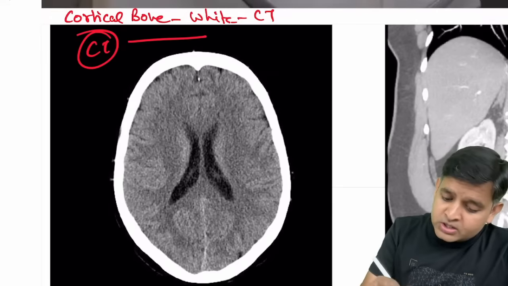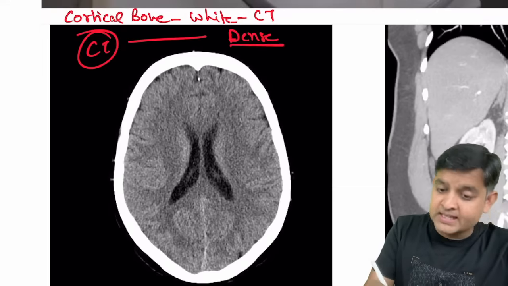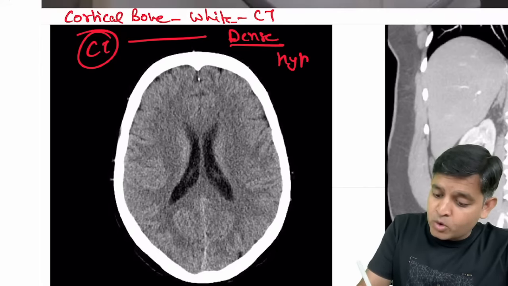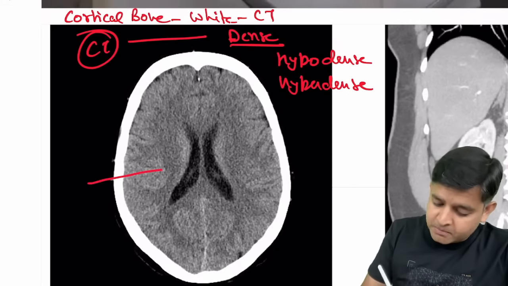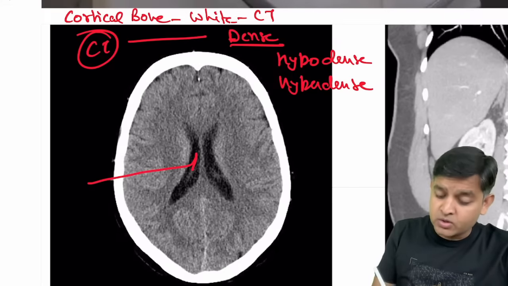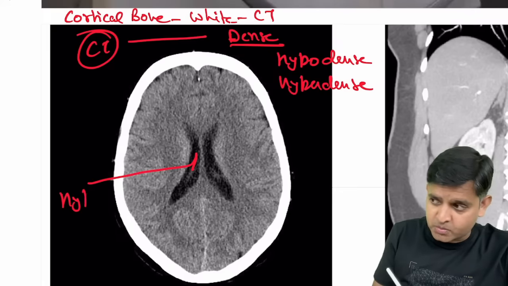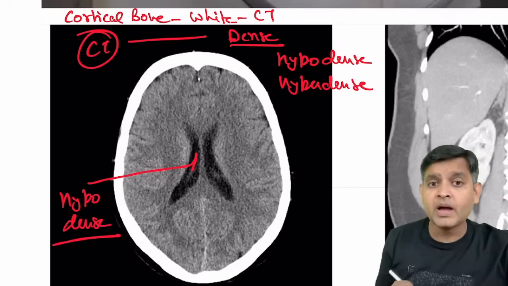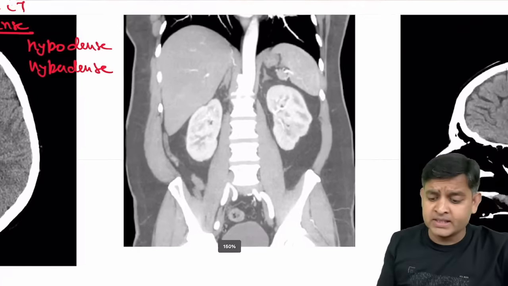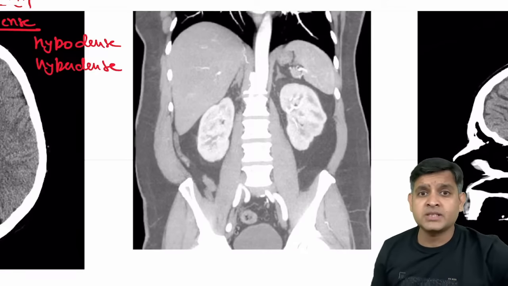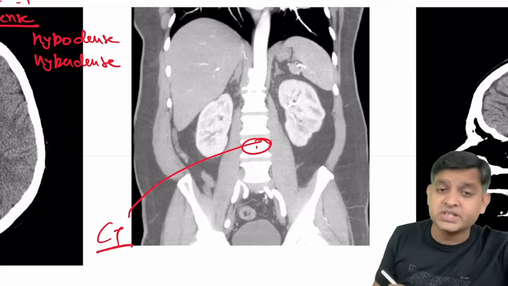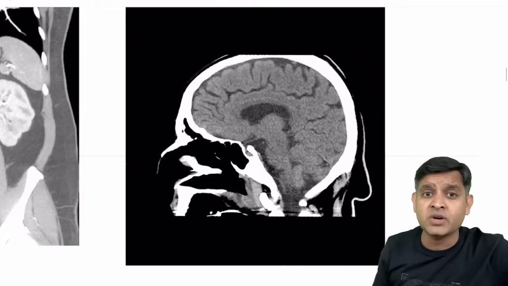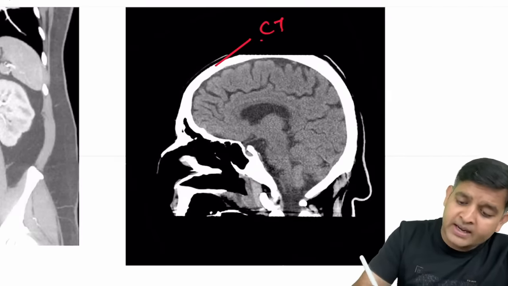Please remember, the terminology of the CT scan will always be dense. So it will be hypodense, hyperdense. If I ask you what is the appearance of CSF here, what is your answer? You say it is black on CT. So this has to be hypodense. Now tell me, is this image CT or an MRI? You will say, sir, cortical bone is so white. So this also has to be CT. Tell me, is this image CT or MRI? Cortical bone is so white. Again, it has to be CT.